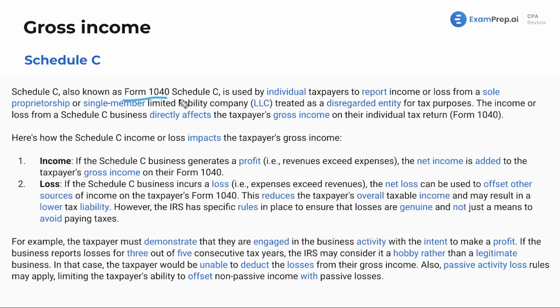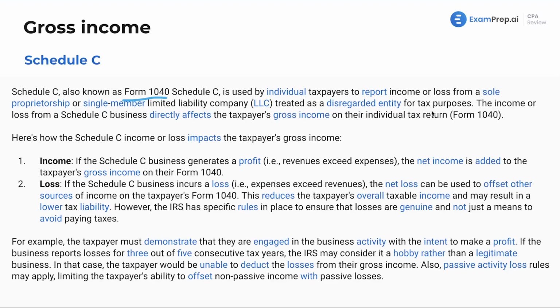So we will have a few that you do need to know that are important. Schedule C is one of them. This is going to be used by individual taxpayers to report income or loss from a sole proprietorship or a single member LLC, treated as a disregarded entity for tax purposes.